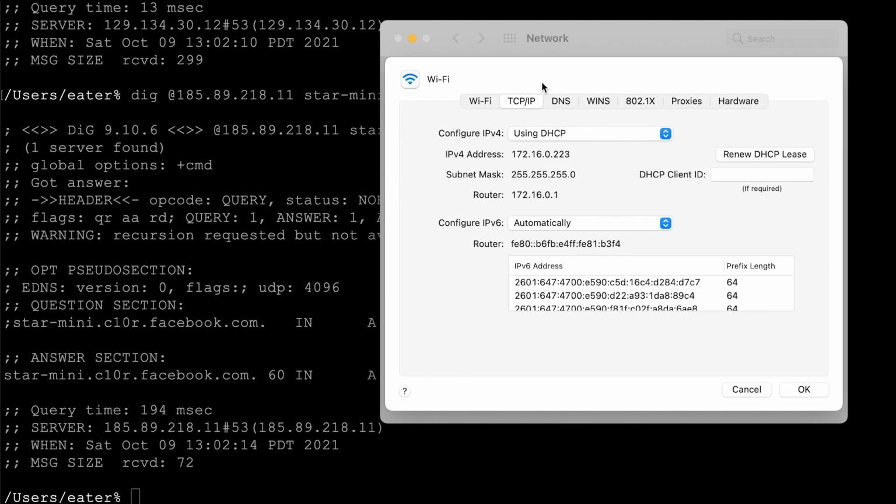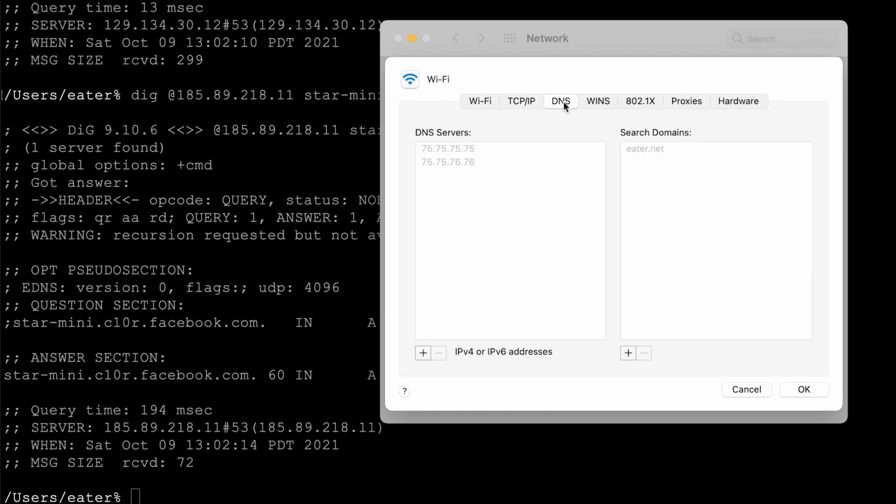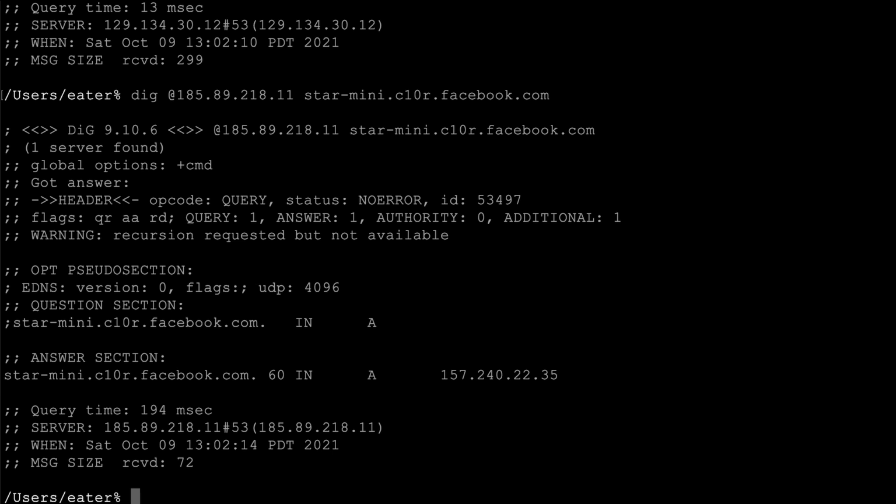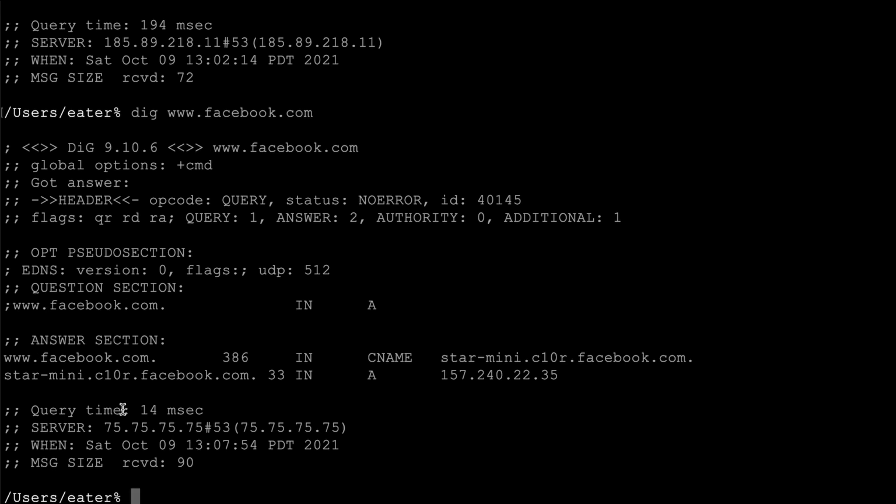So on my computer here, if I'm looking at my network settings, if I go look at DNS, it has some DNS servers configured, and these are actually caching name servers that are run by my ISP. So for example, 75.75.75.75 is run by Comcast, which happens to be my internet service provider. So if I just do a lookup for www.facebook.com and I don't specify a server, it'll use that Comcast caching name server that my computer is configured to use. And you can see that's what it used here, 75.75.75.75.